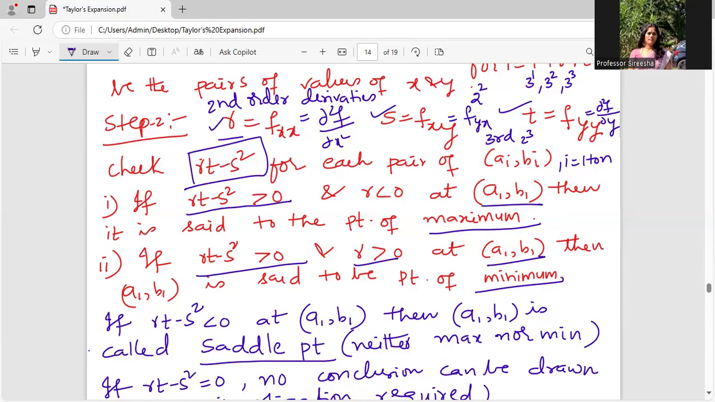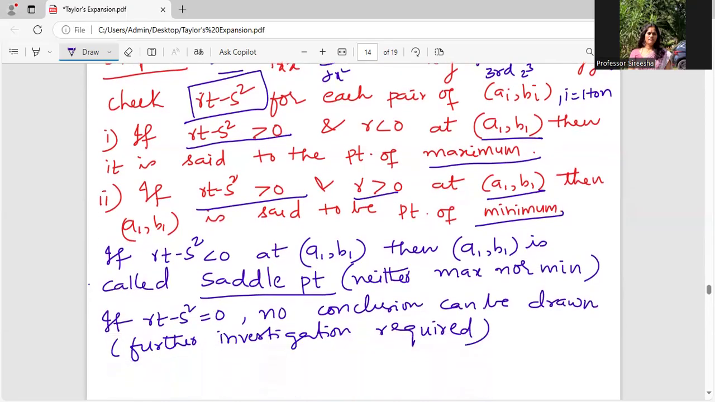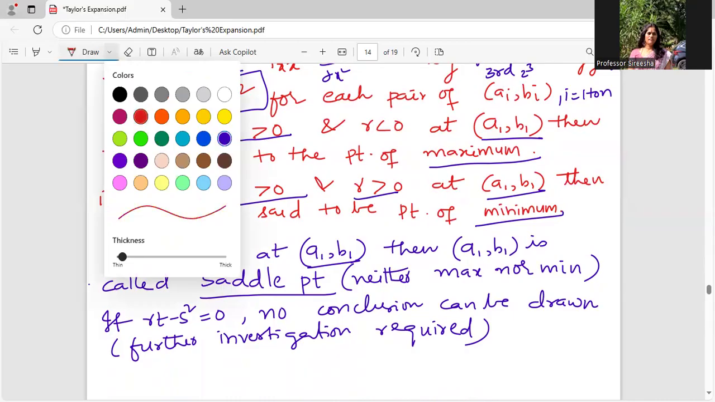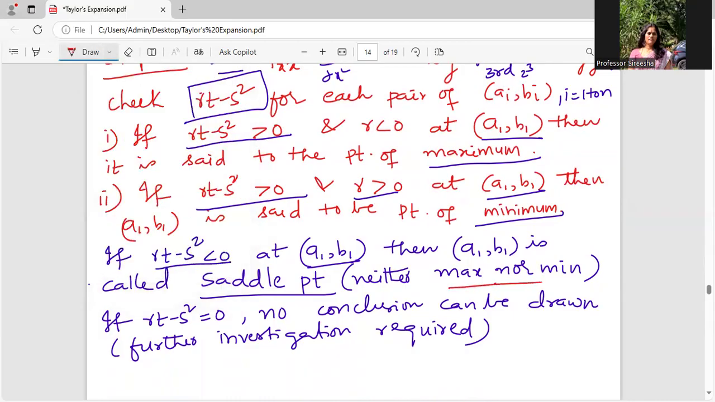If you ask me, ma'am, what if the relation is less than 0? If the relation RT minus S squared is less than 0, then the function will neither have a maxima nor a minima at the point a1 comma b1. That point would be called a saddle point. What is a saddle? Where neither a maxima nor a minima is there.